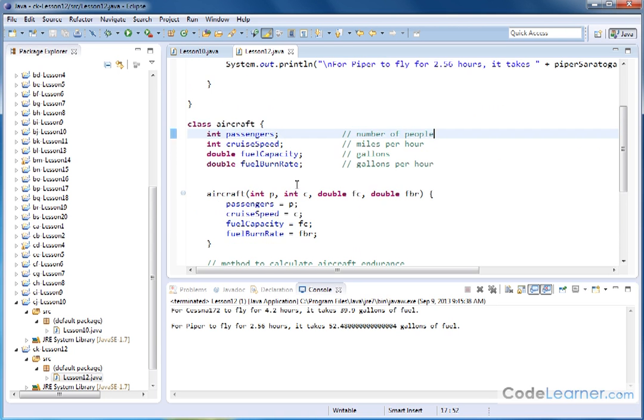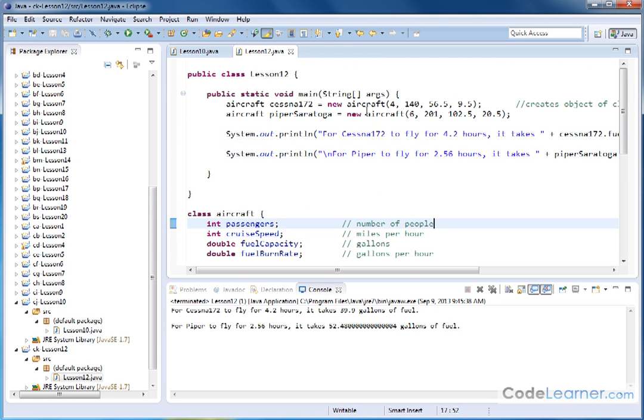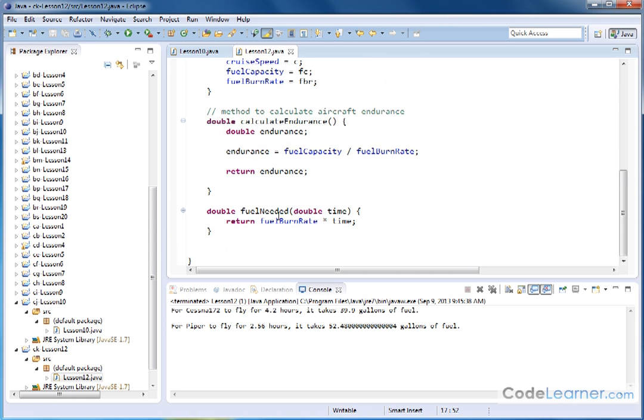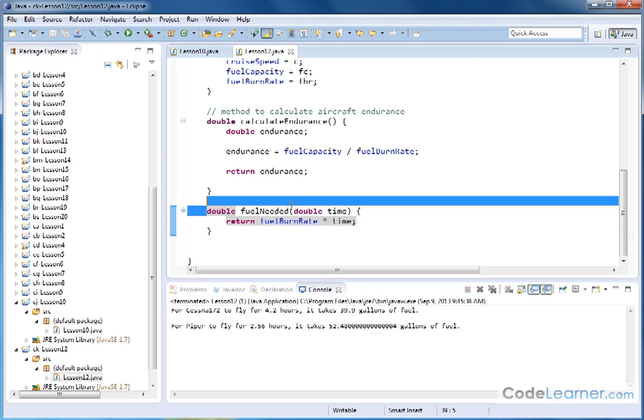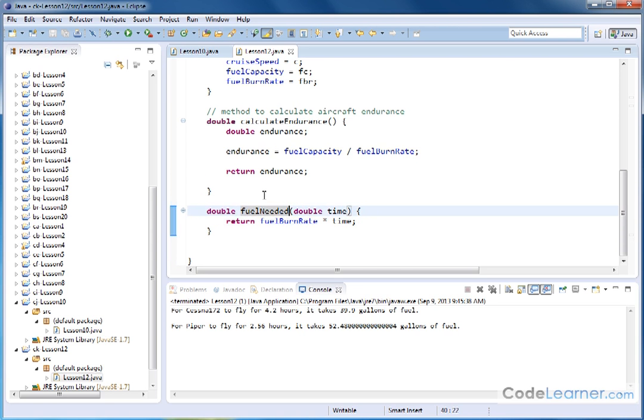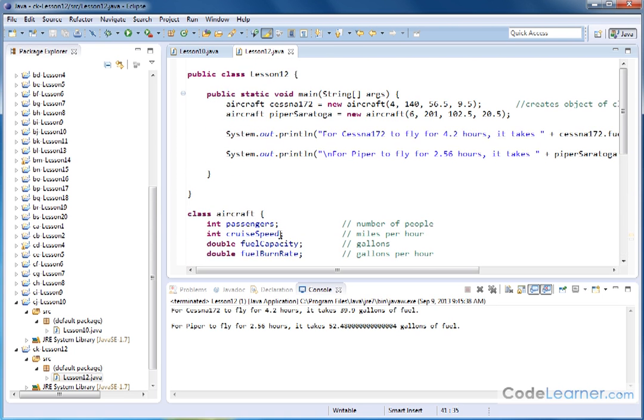Basically, if you remember, I told you here. So for instance, let's look at this method down here, this one right here, fuel needed. When we define this method, it returns a double value, and it takes as an argument a time in terms of a double. And then it returns a value, which is the fuel burn rate, that's gallons per hour, multiplied by the time. So what you get is gallons back for however many hours you're in the air.